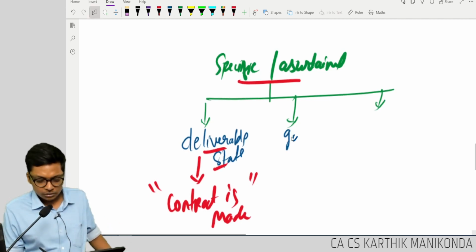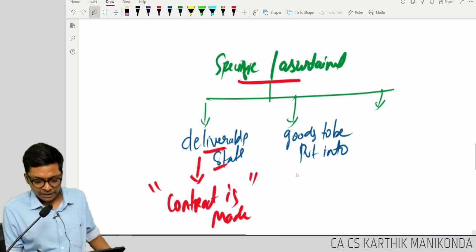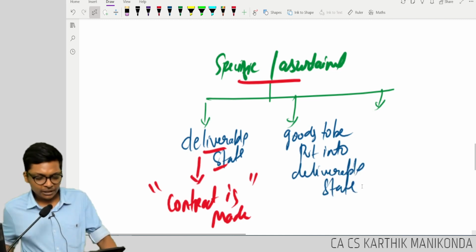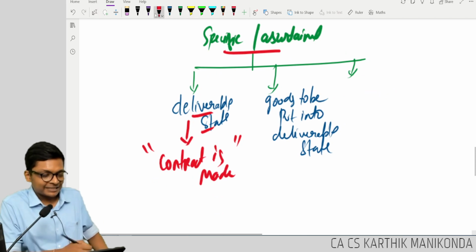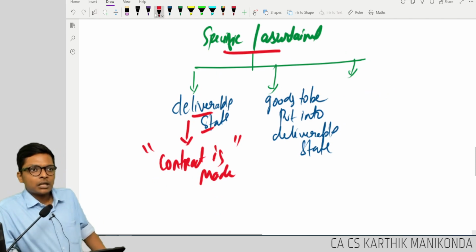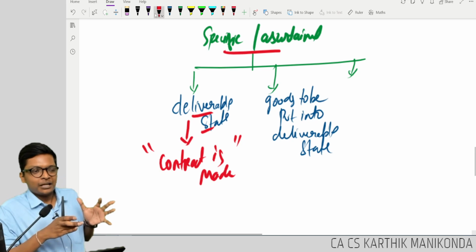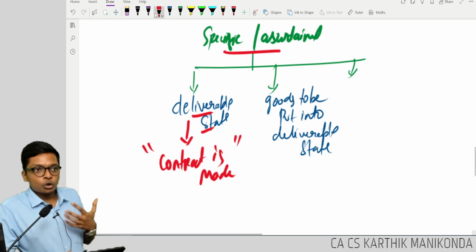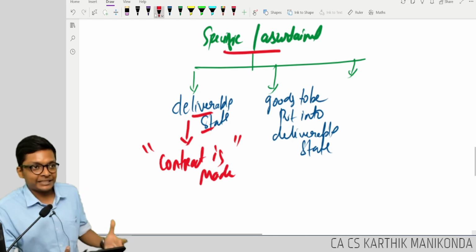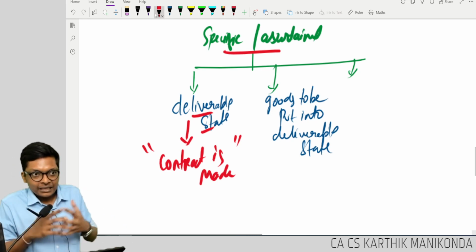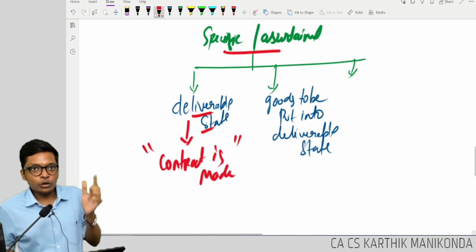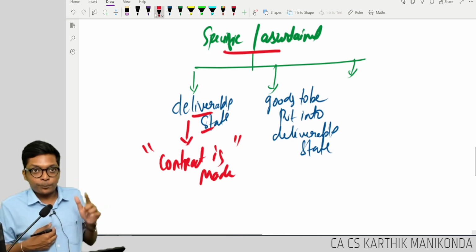Next, the goods to be put into deliverable state. Example, what is goods to be put into deliverable state, guys? Any example? Laptop, cycle. You go to buy a cycle, it has to be assembled. You go to buy a cake, you order a cake for 2 kgs. He has to make the cake, bring it to deliverable state, write that happy birthday message, whatever you want, and pack it. Then only you can take the cake. Goods to be put into deliverable state.